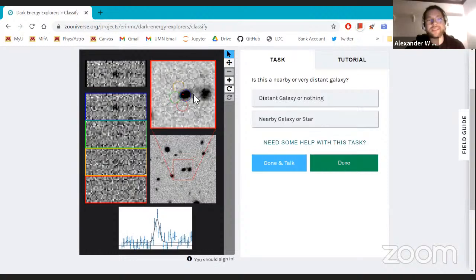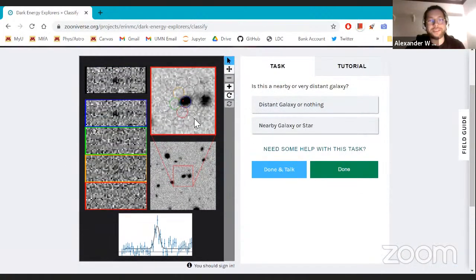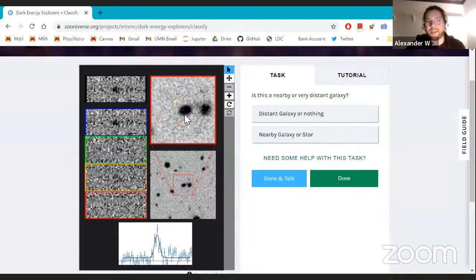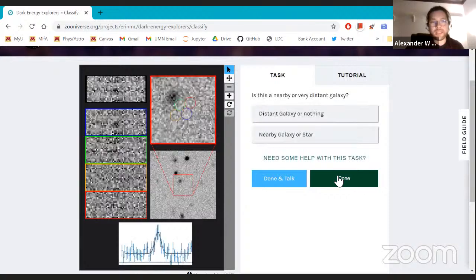Now this is perfect. Couldn't ask for a better counterexample, because we still see some spectra, the light curve is still kosher, but boy, that's definitely a big old fuzzy object in the middle of our field of view. And so this is probably a nearby galaxy or a star, and we can continue on like this.